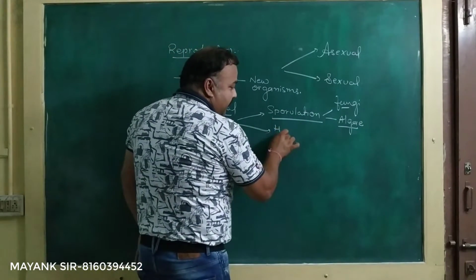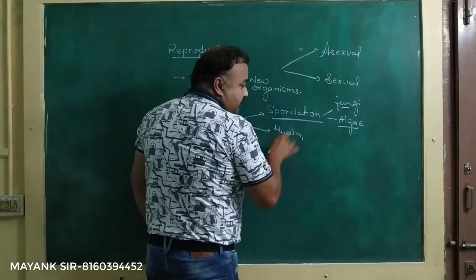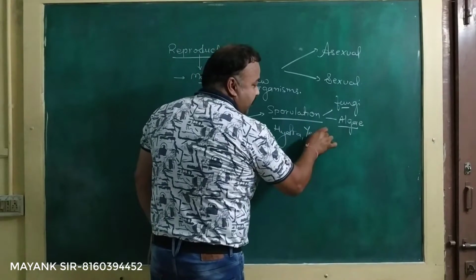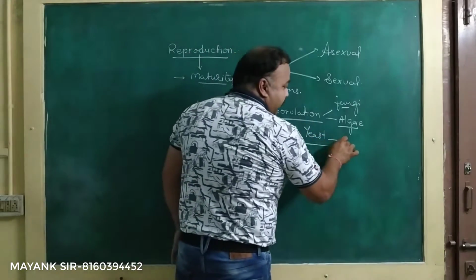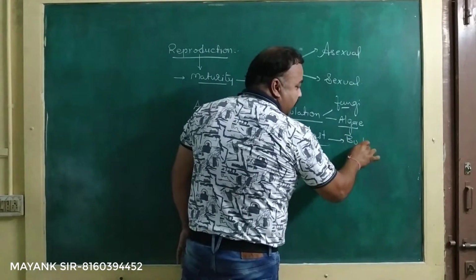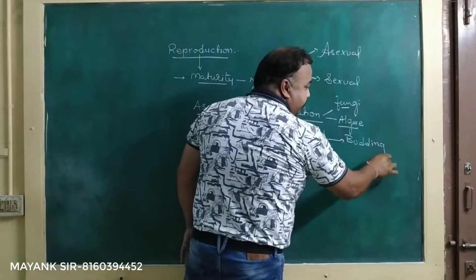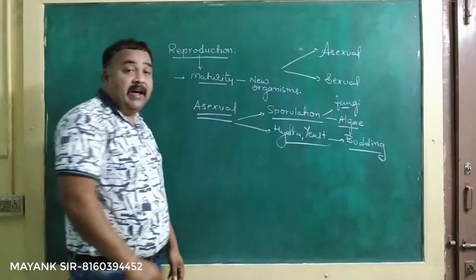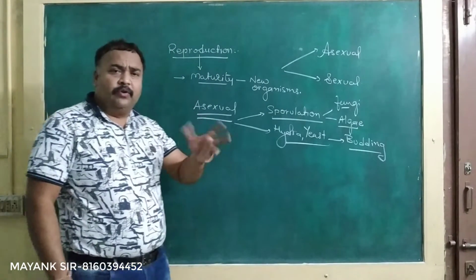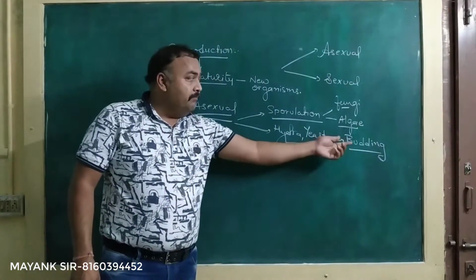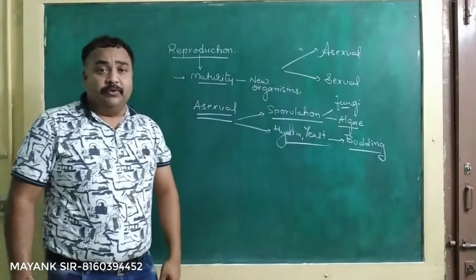In Hydra, yeast, etc., you will observe another kind of asexual reproduction, and that is called budding. The buds are produced. Buds are nothing but an outgrowth of the body, and a bud will give rise to a new organism.